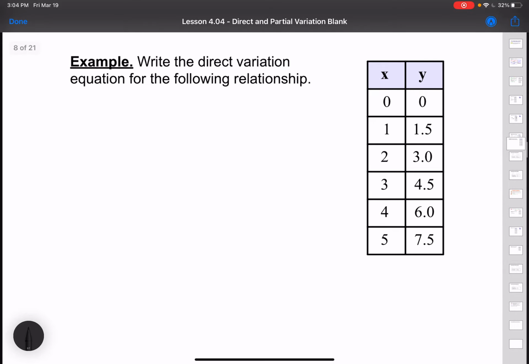Let's try again. So again, pause it for yourself, make the equation, and I'll go through it at this time. So again, we want an equation of the form y equals mx. So m, what is that going to be equal to? Let's just look at the first one. So y is 1.5, x is 1. So you could do 1.5 over 1, or I mean just write it as 1.5.